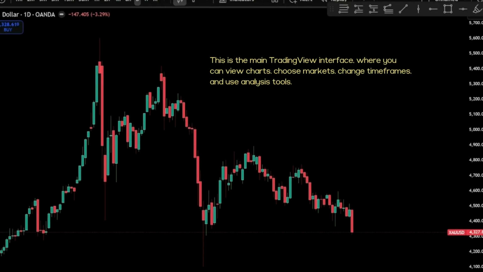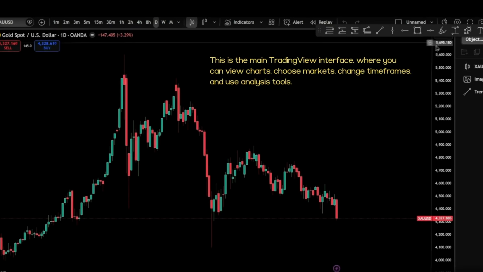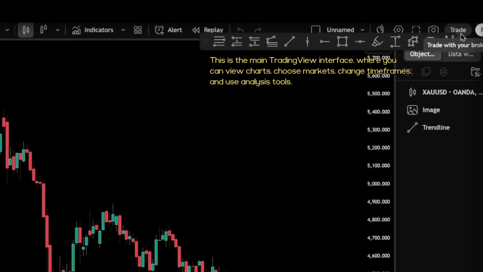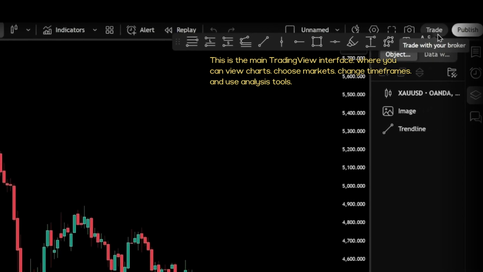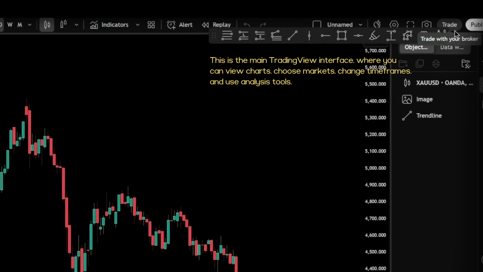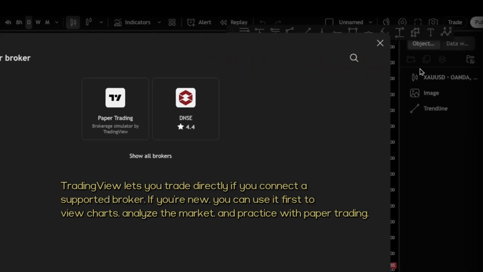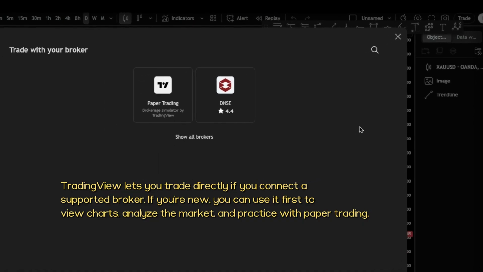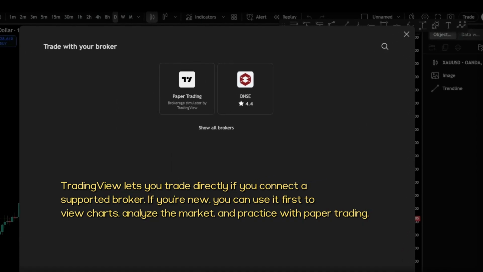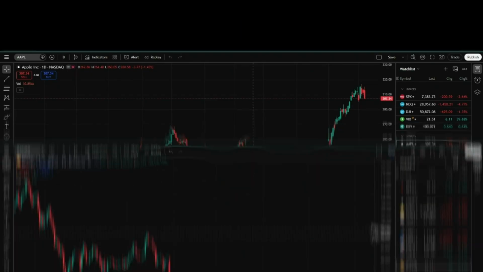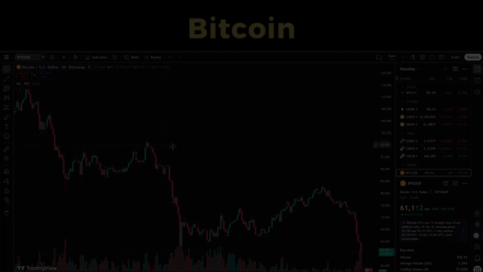This is the main TradingView interface, where you can view charts, choose markets, change time frames, and use analysis tools. TradingView lets you trade directly if you connect a supported broker. If you're new, you can use it first to view charts, analyze the market, and practice with paper trading. This is the Xauusd market. This is Apple stock. This is the Bitcoin market.